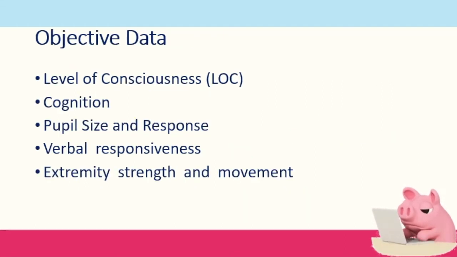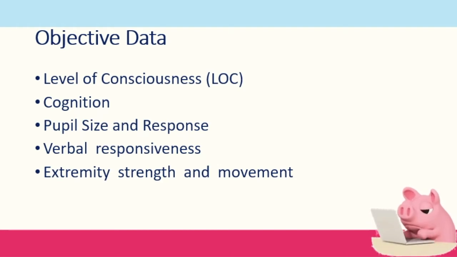objective data. So class, for the objective data, the most important is your level of consciousness. Class, your level of consciousness will be able to say something about the functioning of the brain. So your level of consciousness could be alert, it could be obtunded, it could be stuporous, and then it could be coma for your patient. Then class, cognition. When I talk about cognition, this refers to knowledge. So class, if there are already discrepancies in the knowledge of the patient, you would suspect that there is damage on a certain part of the brain.